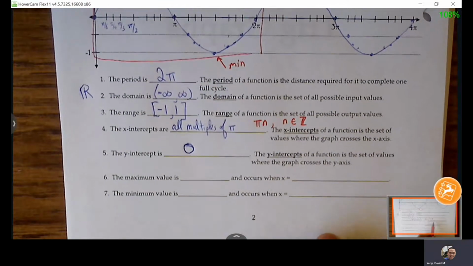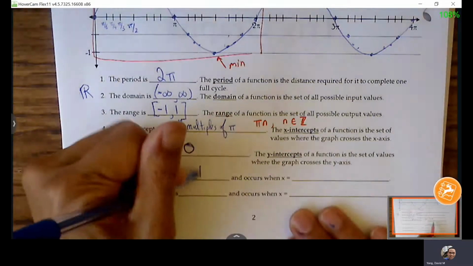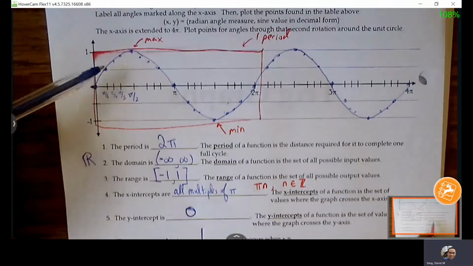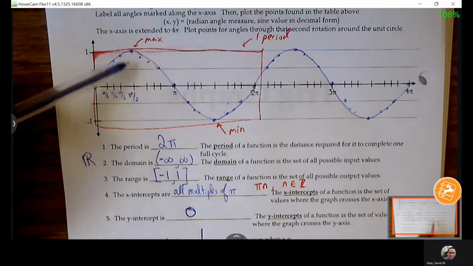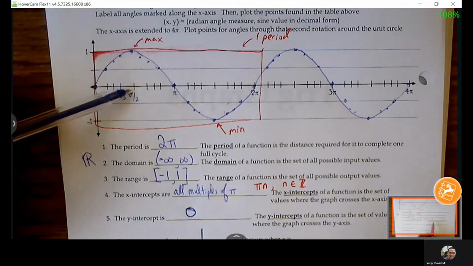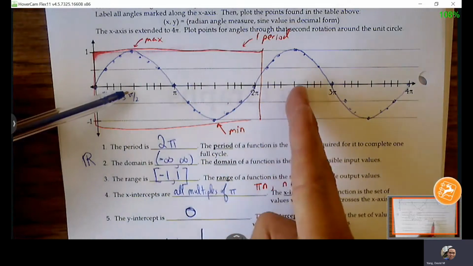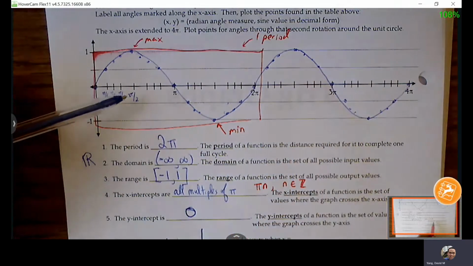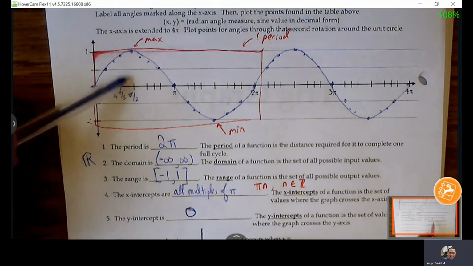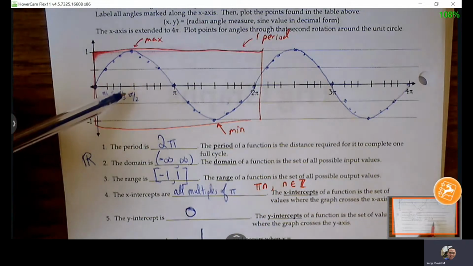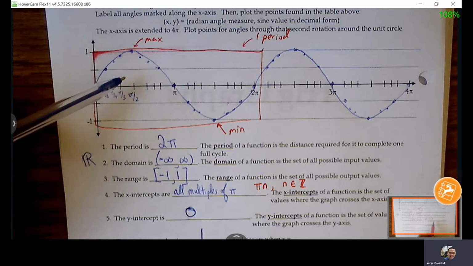Okay, what is the maximum value? 1. Okay, and where do you see occurrences of the maximum? Pi over 2, and what's the next one going to be? 2.5 pi. Yeah, so it's going to be increments of 2 pi, either in a positive or negative direction. So if I just keep adding 2 pi or subtracting 2 pi, I can keep hitting the maximum in both directions.